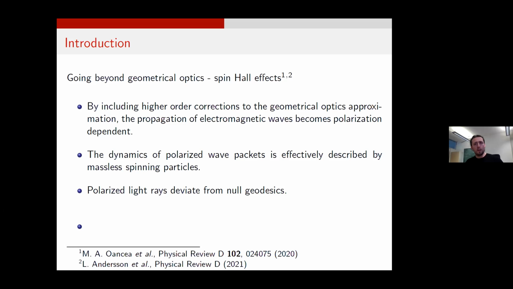Okay. And this is what we considered in the papers mentioned over here: extensions of geometrical optics for Maxwell and linearized gravity. And by doing this, we obtain the following. The dynamics of polarized wave packets is effectively described by massless spinning particles. And these particles deviate from the usual null geodesics that we have in geometric optics.